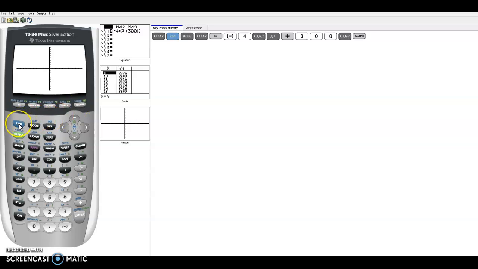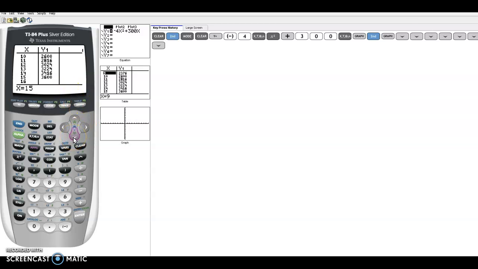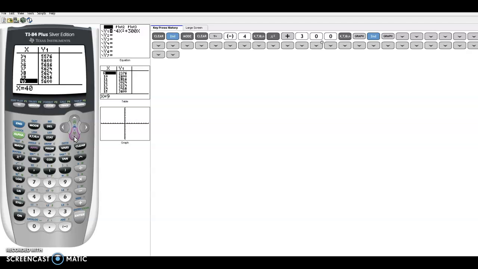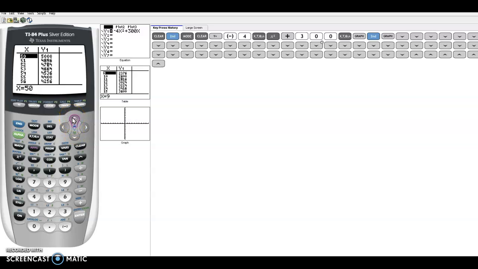But we need to know what to change the window to, so we're going to do a quick cheat. This is not really taught, but you can look at the table. Because it's quadratic, because it has a 2 in it, we look at the Y values to see where they max out and then start coming back down. You can scroll through. They're going like 4,000, 5,000, still going up. At 56 you see it start to level off, and now they're starting to come down. So somewhere around 5,600 is our max.